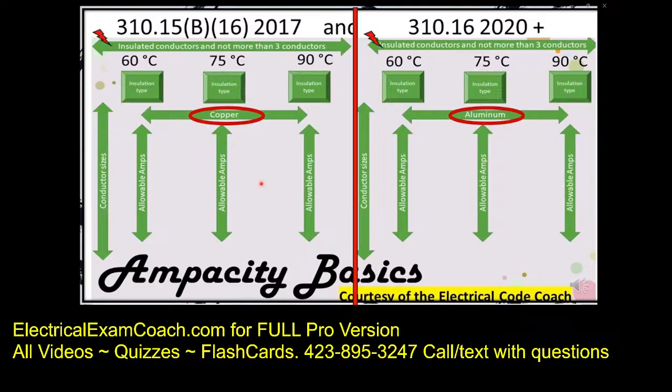Then you'll notice there's a 60, 75, and 90 degree C columns. Below that are going to be the insulation types like THHN, THWN. On the left-hand side, you're going to have the conductor sizes, which is easy. And then in the middle, you'll find the allowable ampacity for each respective column. Now let's take these piece by piece and explain exactly how to use them.